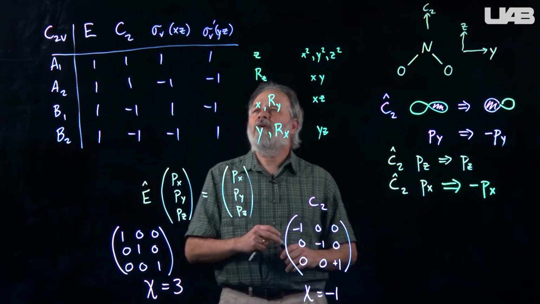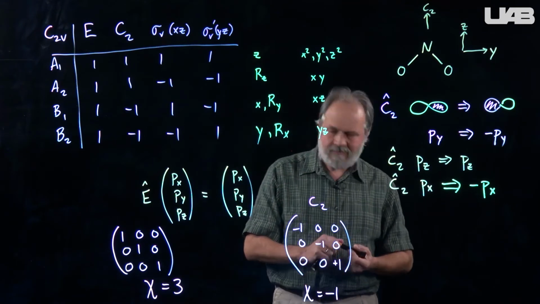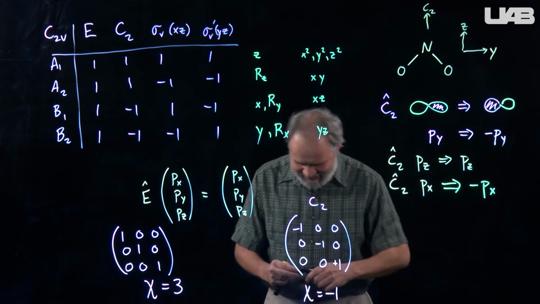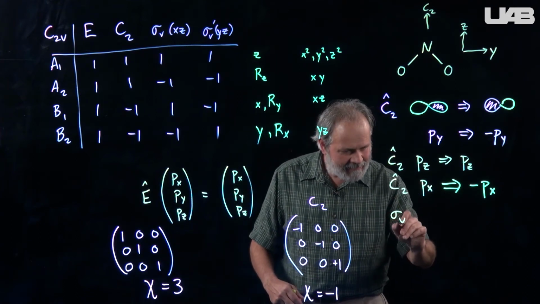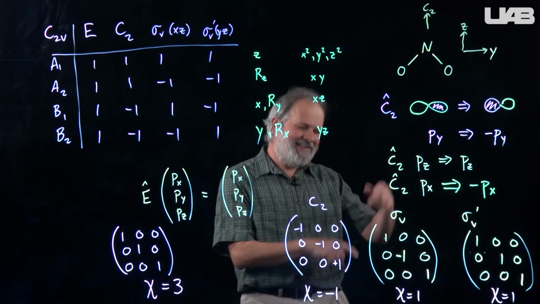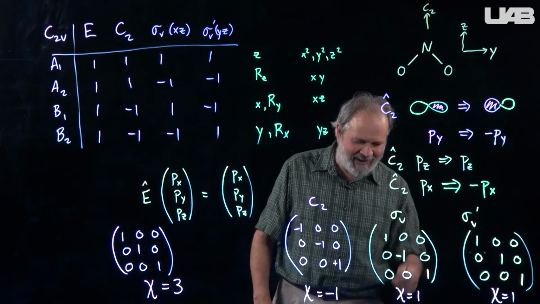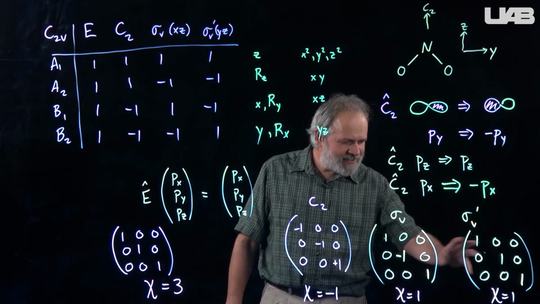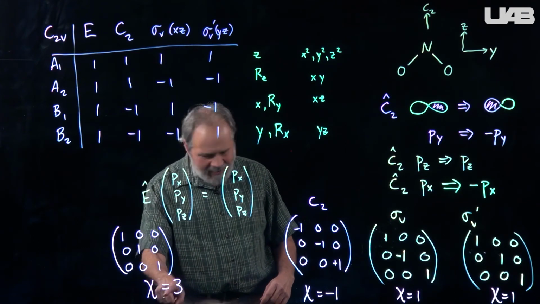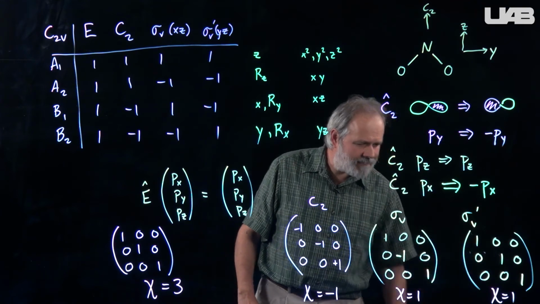Okay. Now we can repeat this analysis for sigma v and sigma v prime. During multiple edits, I have figured out what the matrix representation is for sigma v and sigma v prime. And it is these two matrices here. Okay, and so we're going to go ahead and add the diagonal elements to get the characters. So chi equals 3, chi equals -1, chi equals 1 for this one, and chi equals 1 for that one.